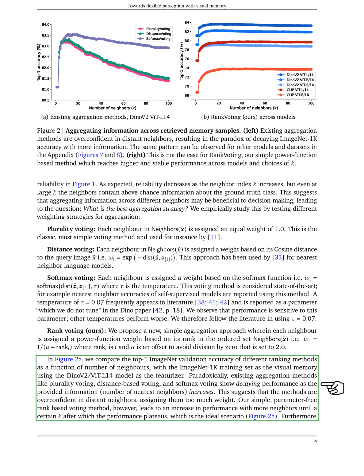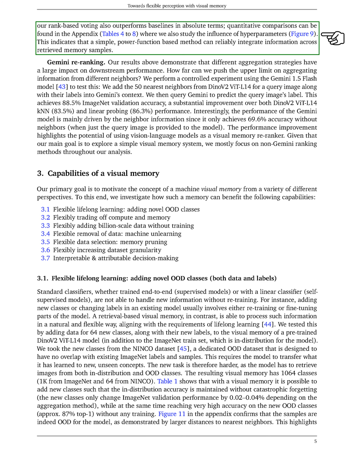We found that existing methods like plurality and distance voting often perform worse as the number of neighbors increases, suggesting they overvalue distant neighbors. In contrast, our rank-based voting improves performance with more neighbors until it plateaus, which is ideal. Our method also outperforms the baselines overall.